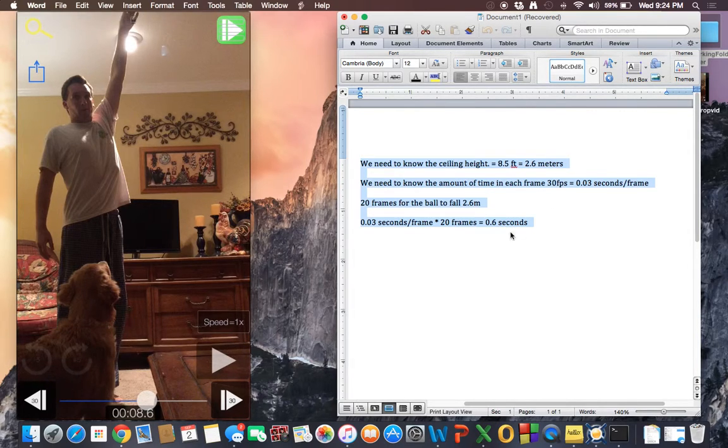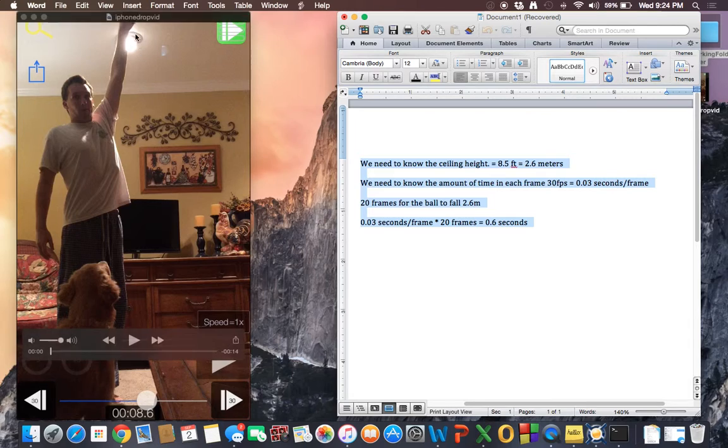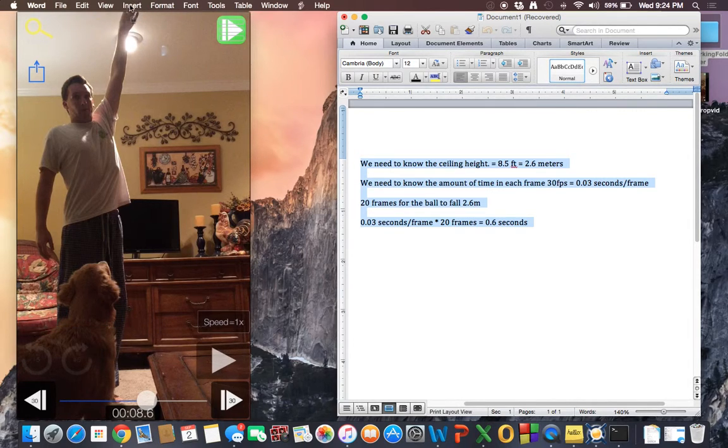Oh well. We need to know the height that we dropped it from. In my case, I dropped it from the ceiling, and I understand that you can't quite see that in the video. That's about up here, right where the insert option is for Word. So that was about 8.5 feet, which translates roughly to 2.6 meters. Exact numbers aren't important right now. I'm just showing you how to use the Excel book with the data that you have.